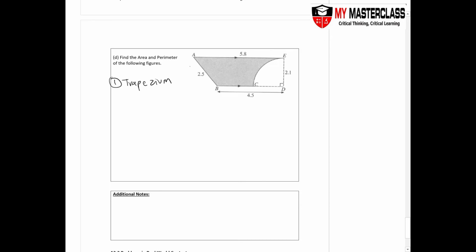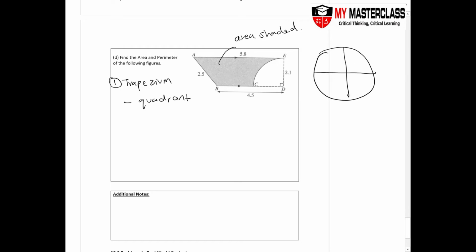What you're looking out for is the area of the shaded region, correct? So it is a trapezium minus away the quadrant. Now what's a quadrant? Learn how to see that this is a circle that is being cut into four different parts. So this is the quadrant. So step number one, find out what is the area of a trapezium.